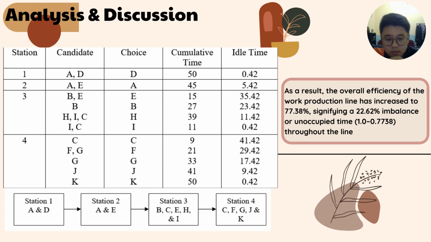As a result, the overall efficiency of the work production line has increased to 77.38%, signifying a 22.62% imbalance or unoccupied time, or 0.7738 throughout the line. So that's all from me.